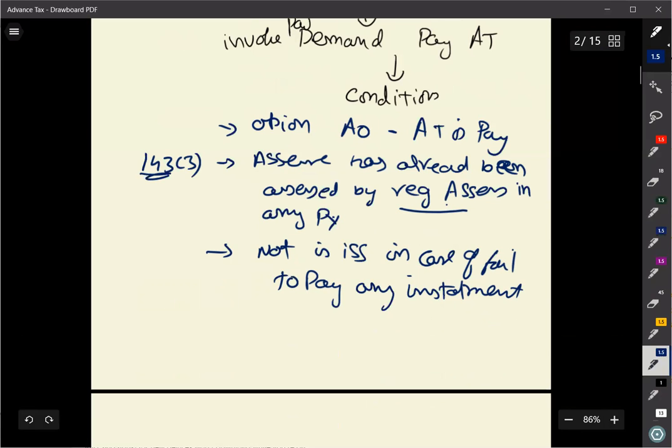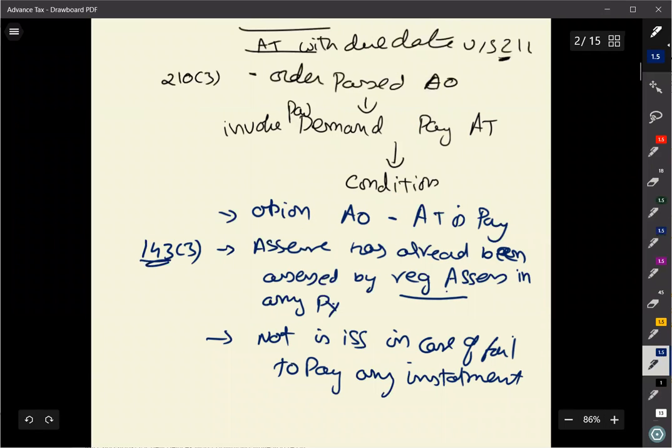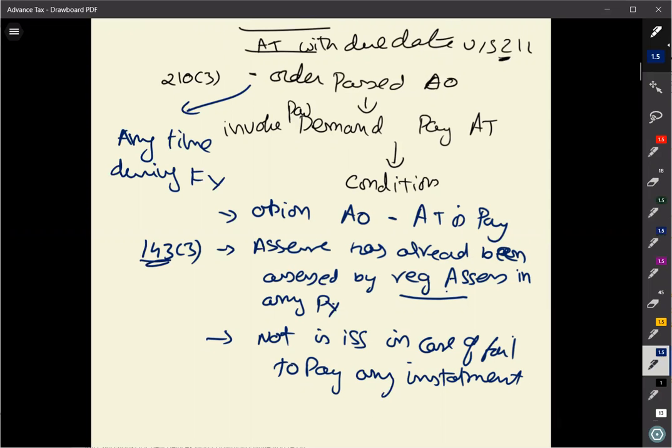When can he issue it? This notice, this invoking of the demand, this order can be passed anytime during the financial year. The assessing officer cannot pass the order after completion of the financial year, but anytime before completion of the financial year, he can invoke this power. He can send a notice on this.